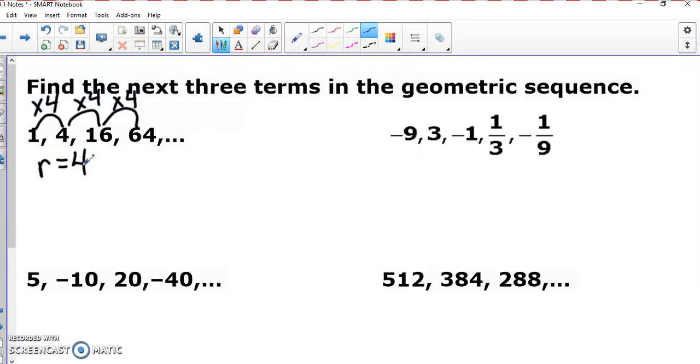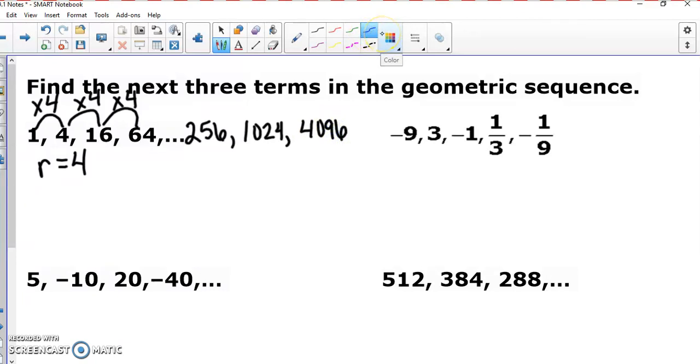And so then what they want us to do is find the next 3 terms. So all I'm going to do is just multiply each next term by 4. So 64 times 4 would get me 256. 256 times 4 gets me 1024, and then 1024 times 4 gives me 4096. Okay, let's try the next one here.